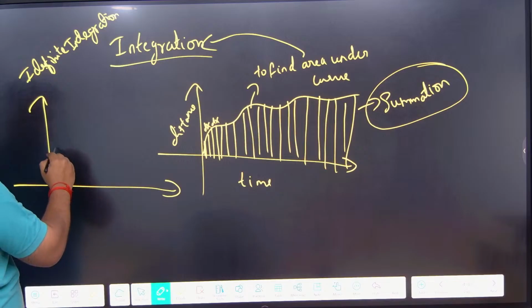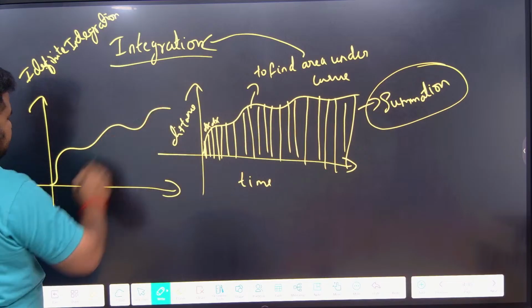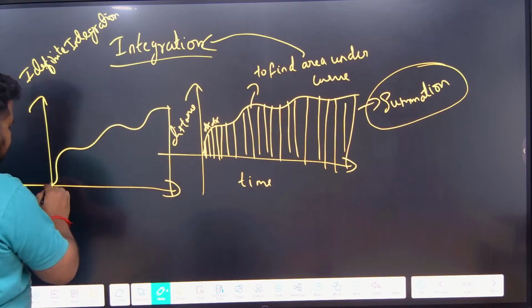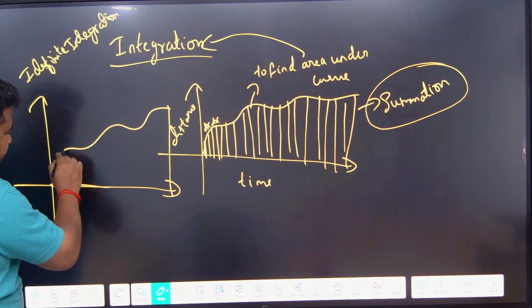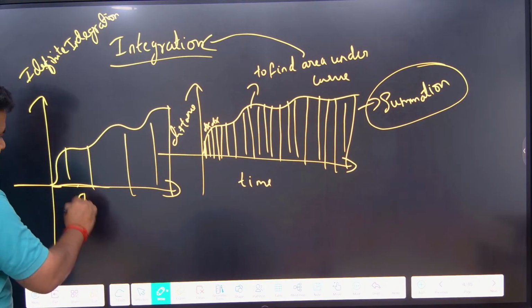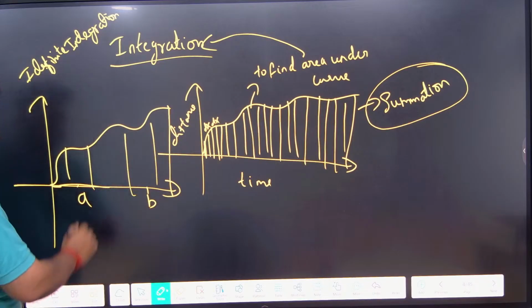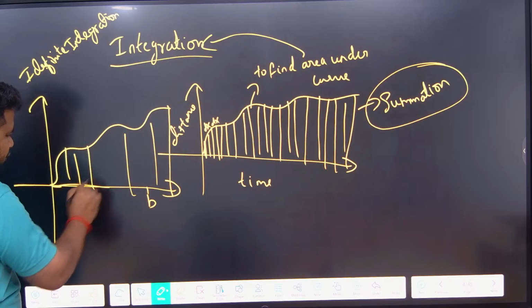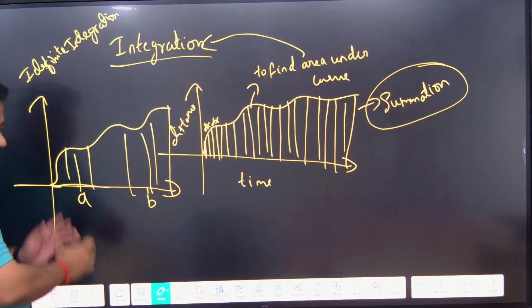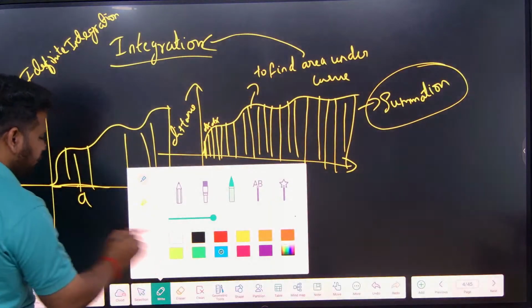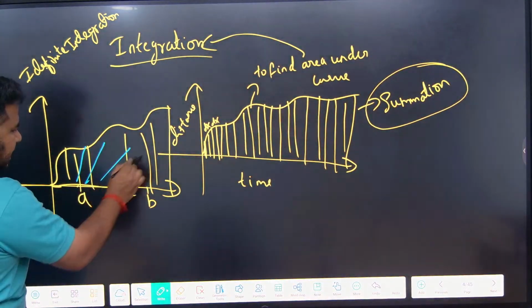Suppose this is the curve. If I want the area under the curve, I'll find all the area. But suppose there is a point A here and a point B here. I want only the area from point A to point B. I am having a bound, from A to B only I want the area, that is from here to here only.